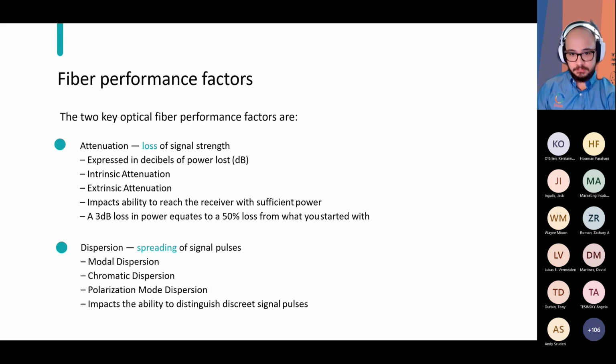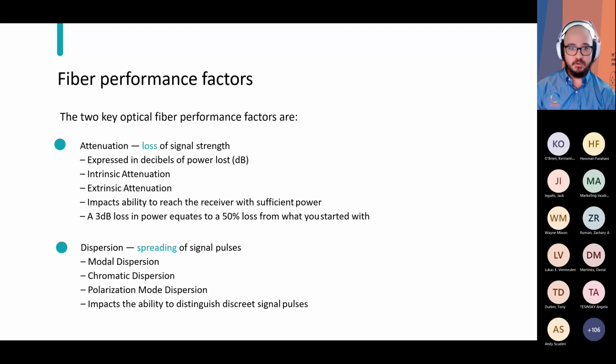And so that's kind of like your range. And then in general, a 3 decibel loss in power equals a 50% loss from what you started with. So every 3 decibels is another 50% from what you started with.